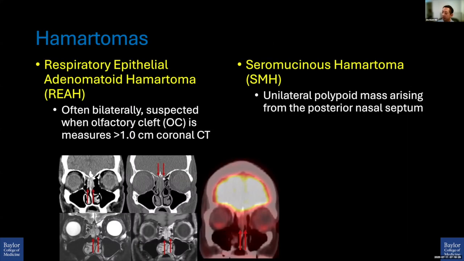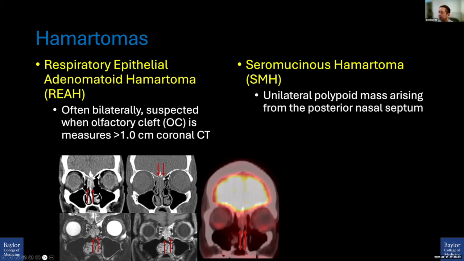So now I'm going to go through all the ones that I listed in the outline. And the first one I'm going to go over is hamartomas. These benign entities, most common ones are going to be respiratory epithelial adenomatous hamartoma, REAH, and the seromucinous hamartoma. REAHs are often bilateral, so suspect them when an olfactory cleft measures greater than 1 centimeter on the coronal CT.